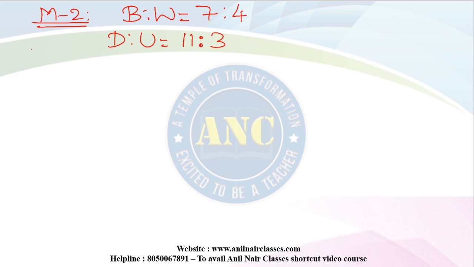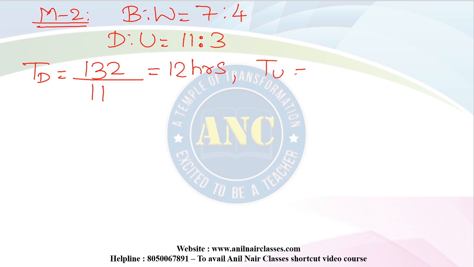Let us find according to ratio. Time taken downstream is distance 132 divided by speed. Let us not take it as 11k, let us take it as 11 itself, according to ratio. So 132 by 11 is 12 hours downstream time. Time taken upstream: 60 is the distance, and 3 is according to ratio the upstream speed. So 60 by 3 is 20 hours.